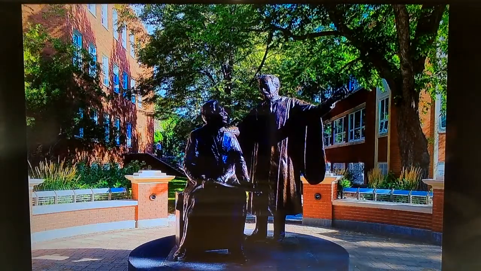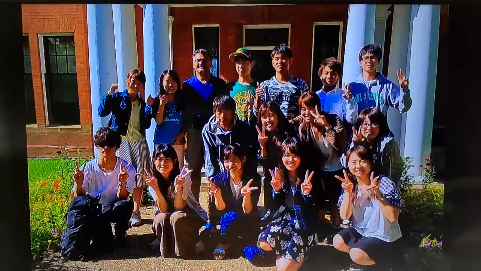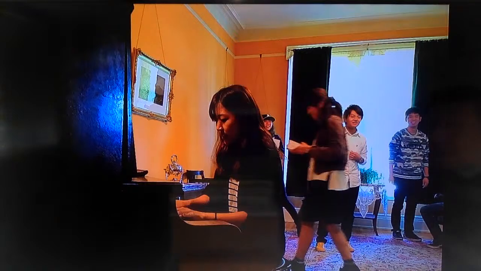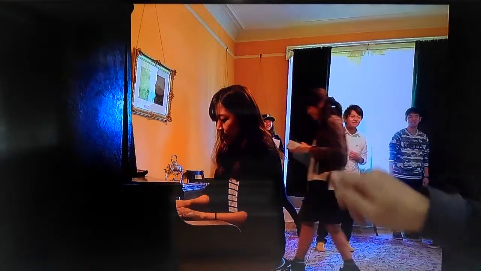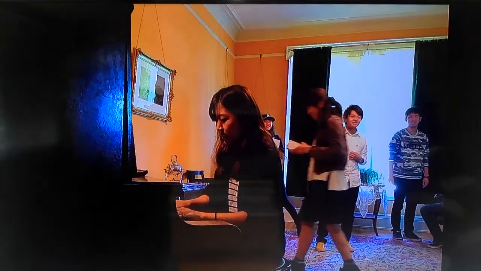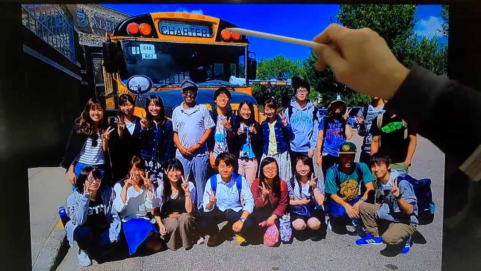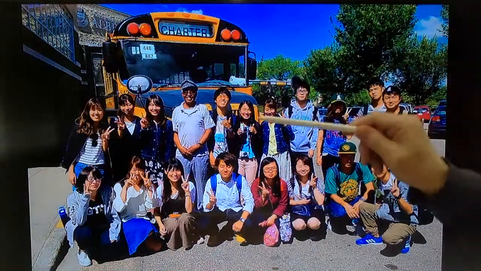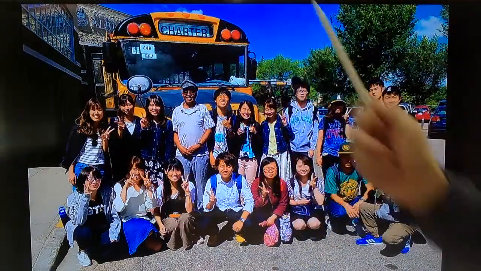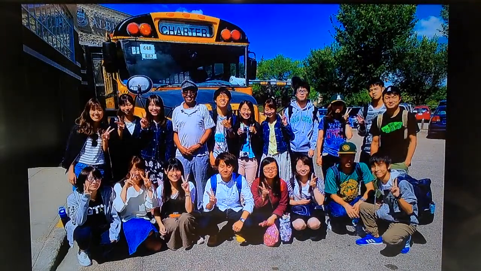Some scenes inside of the university. We got many pictures. One of the students, her piano playing is really excellent. There are afternoon tours, and maybe you can see the yellow school bus in movies. We took exactly those school buses to visit places such as a huge shopping mall.